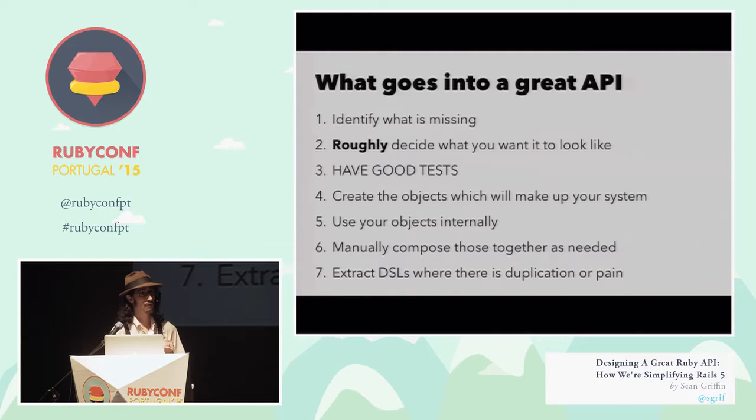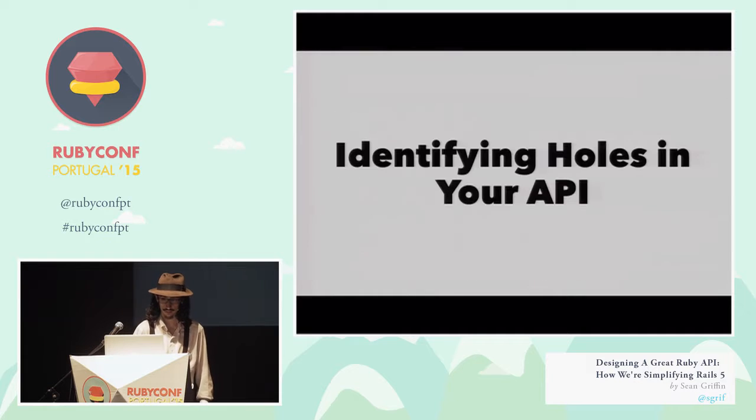And then for API design for gems, I like to go with what's called an inside-out development process, where you start with the objects in your system and focus a lot on the implementation, and then develop the additional sugar around it as needed. Use those objects internally, compose those together, and then where you see there's pain in composing them, that's where you extract your DSLs.